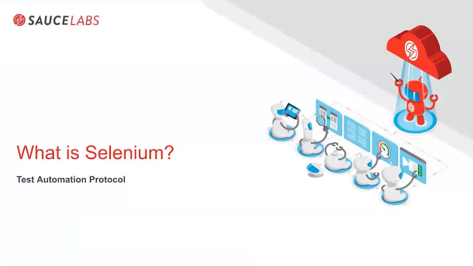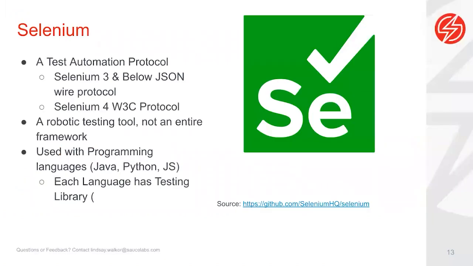Okay, what is Selenium? I hear the word test frameworks tossed around a lot, and it really confused me at first. What is a framework? Selenium is not technically a framework. Selenium is a test automation protocol. Selenium is a tool that allows you to communicate with the browser. There were different ways of sending this protocol. A protocol is essentially a way of sending data back and forth. How do we send this data and format it in a way that we can understand?